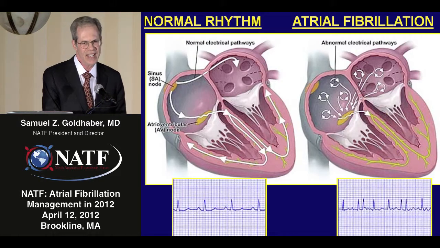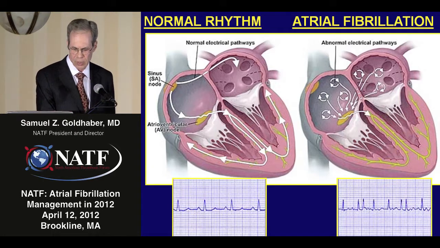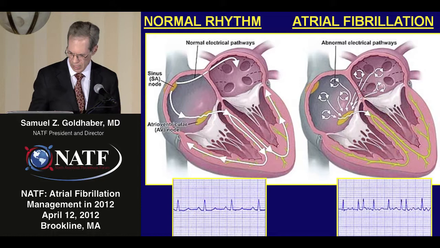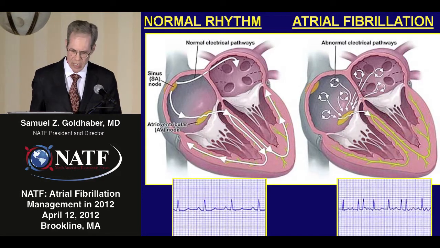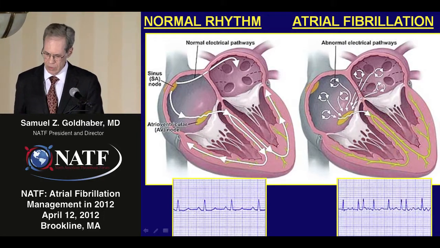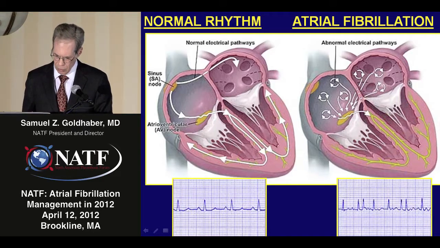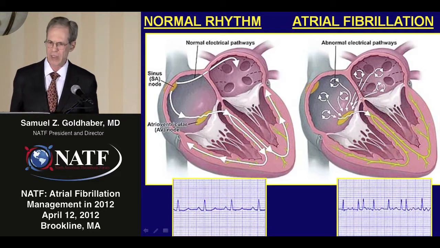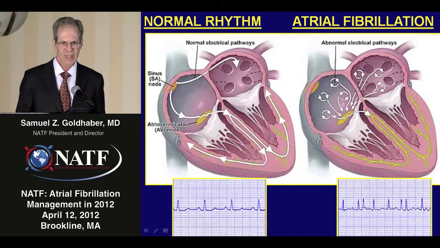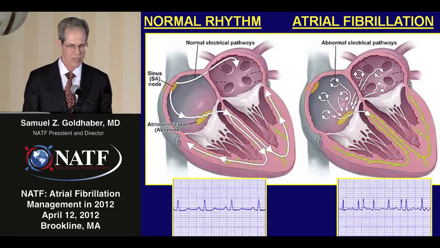What you see on the left-hand side of this slide is a depiction of normal electrical pathways, and at the bottom of the slide you can see normal sinus rhythm. For those of you in the public, non-clinicians, these P waves that I'm pointing out here really are the indicator of a normal sinus rhythm where the heart is beating as it should and the risk of stroke is very low.